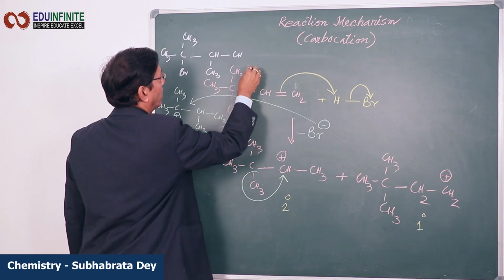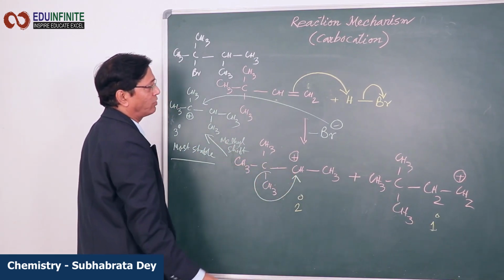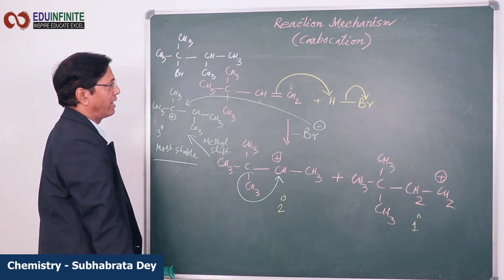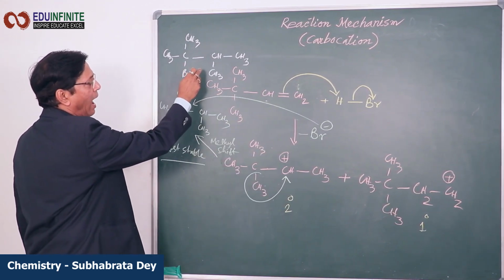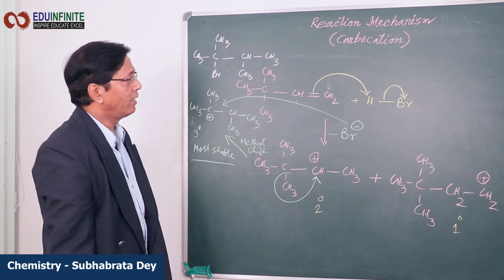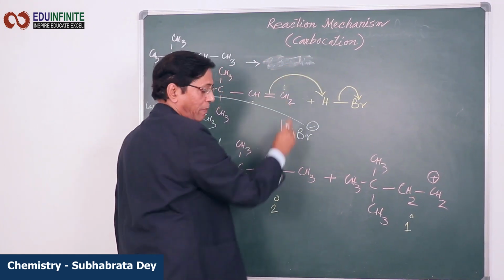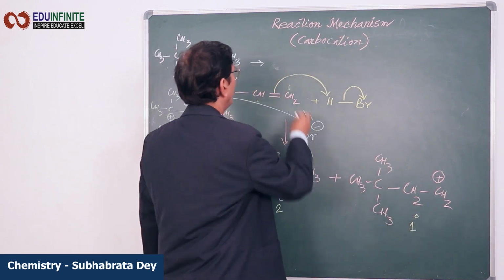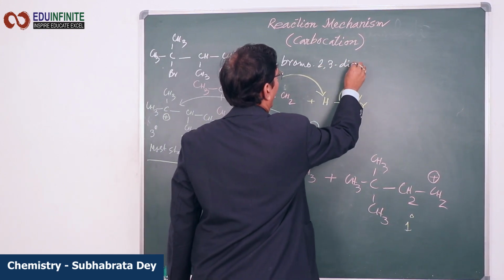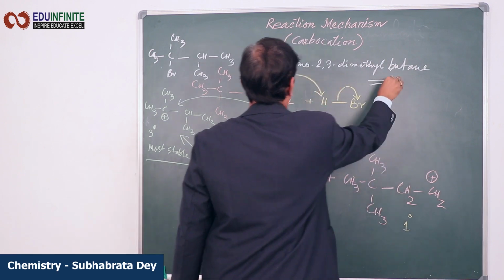See what was our guess and what we are actually getting. Those who are not acquainted with the mechanism will bring bromine here and hydrogen here to give the major product, 2,2-dimethyl 3-bromobutane. But actually, if you know the mechanism, you will get the 100% correct answer. The answer is 2,3-dimethyl 2-bromobutane. Sorry, first is the alphabetical order: 2-bromo, then 2,3-dimethyl butane is the right answer, the major product.